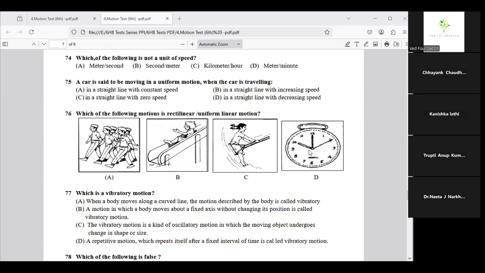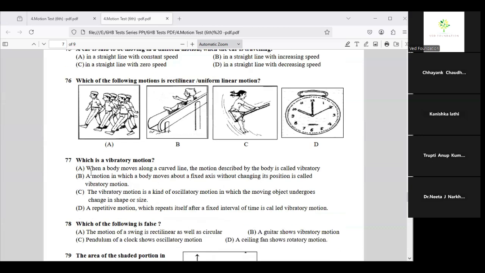76. Observe the given pictures. Soldiers in parade. Girl is sliding down a slide. Girl is swinging on a swing. And motion of hands of a clock. Which of these motions is rectilinear and uniform motion? Rectilinear and uniform motion. So the correct answer is option A. Soldiers marching in a parade is an example of rectilinear motion and uniform motion.